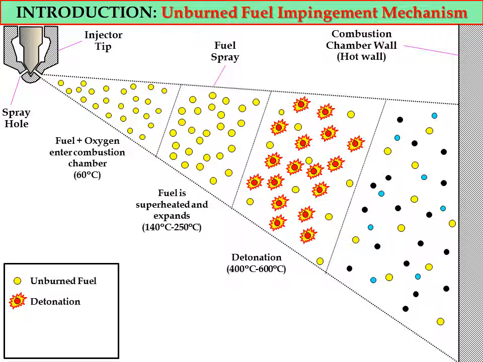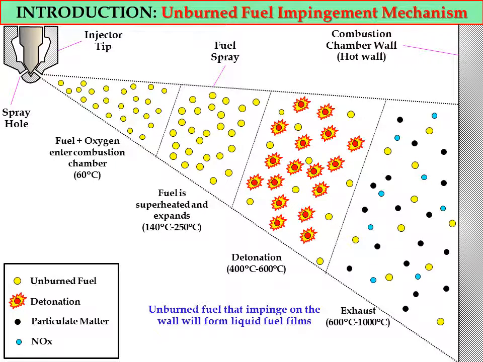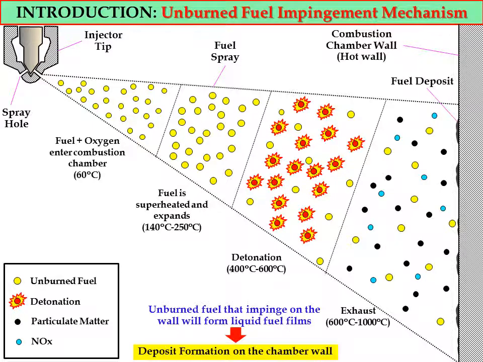After the combustion process completes, the combustion produces exhaust gas at a temperature of 600 degrees up to 1000 degrees. The combustion process also produces particulate matter, NOx, and the unburned fuel, as shown in the figure. The unburned fuel that impinges on the wall will form liquid fuel films, and this will cause deposit formation on the chamber wall, as shown in the figures. So this is how the unburned fuel that impinges on the wall contributes to deposit formation in an engine.